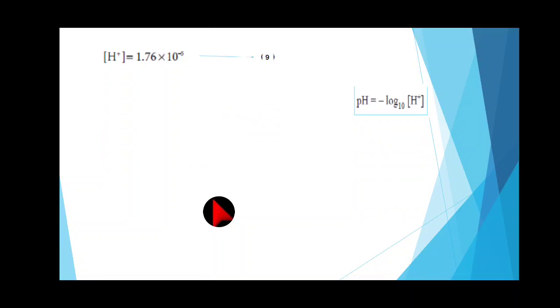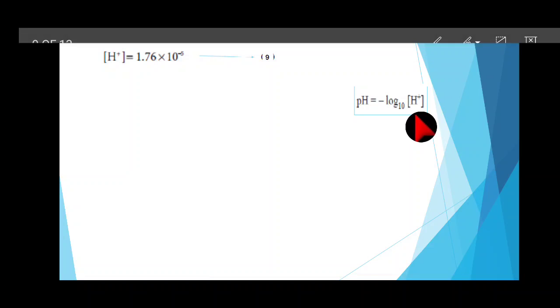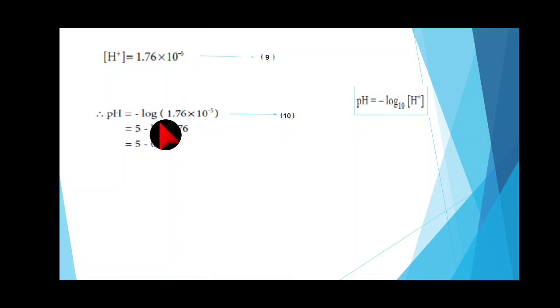So we know the pH formula, what is that? Negative logarithm base 10 of H plus concentration. So pH equal to minus log 10 H plus concentration. This formula we have to use for getting the pH value. So pH equal to minus log, in the place of H plus concentration you substitute the value, 1.76 into 10 to the power minus 5. In the next step, the 10 power minus 5 will go to the front, so minus minus cancel. So plus 5 minus log 1.76 will come.